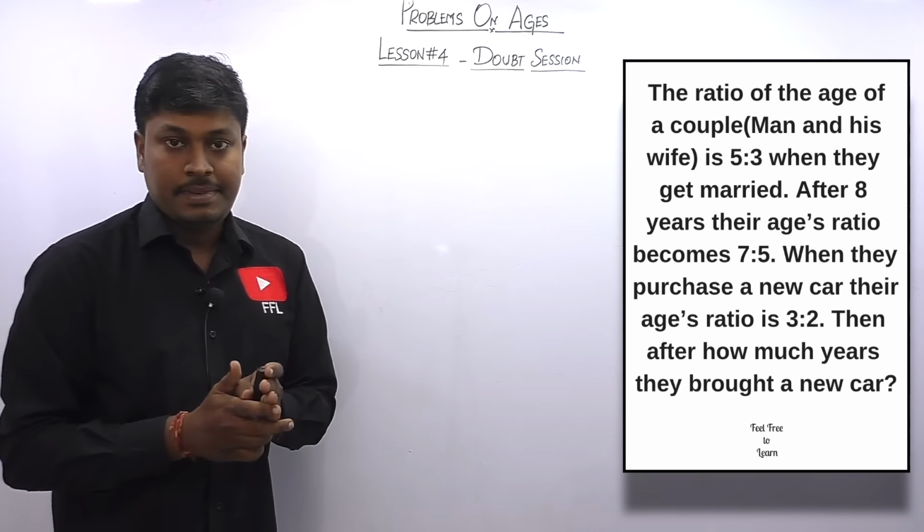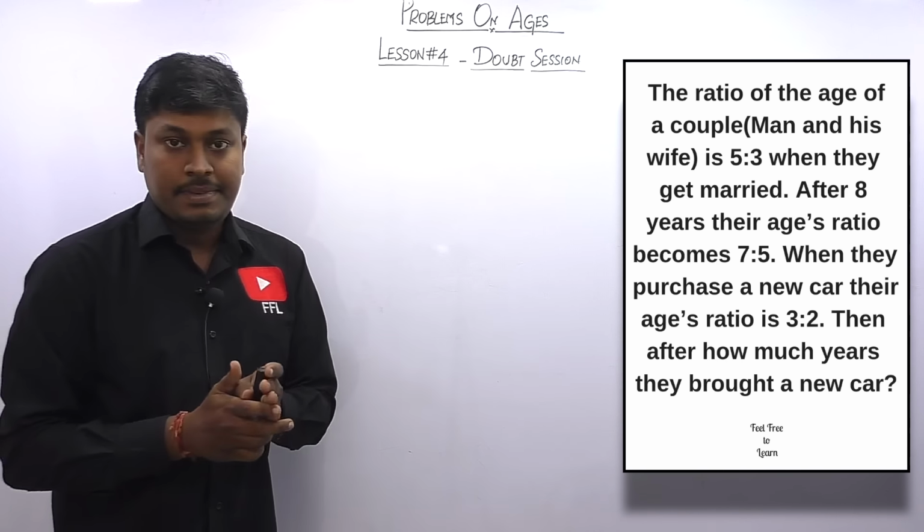So I think this will be 4x, and 56 minus 40 will be 16. So 4x is equal to 16, so x is equal to 4. So finally we got the value of x is equal to 4, which is 5 into 4 will be 20. So we can say at the time of marriage the man's age will be 20. So 4 into 3 will be 12. So we can say at the time of marriage the wife's age will be 12, right? It's a child marriage. Okay, so 20 is to 12.